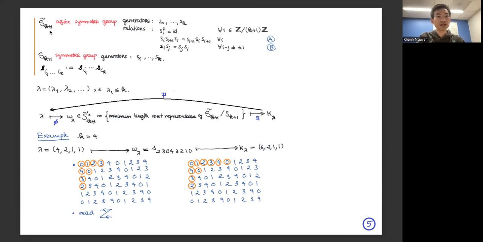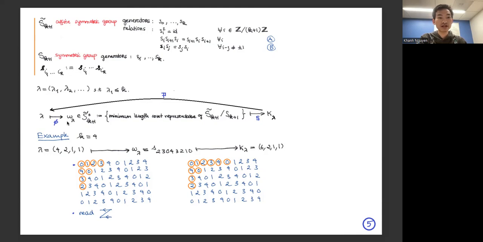So more precisely, I denote S k plus 1 delta to be the affine symmetric group. That is the group with generators S0 to Sk, where the indices are taken modulo k plus 1, that is in Z over (k plus 1)Z. And it satisfies three relations. The first one is that the square of each generator is the identity. And the second and third are braid relations, I denote here by A and B. And we denote the subgroup of the affine symmetric group with generators S1 to Sk by S k plus 1. So that is the symmetric group. To be simple, I just write the element S i1 to S ir by S i1 to i r.